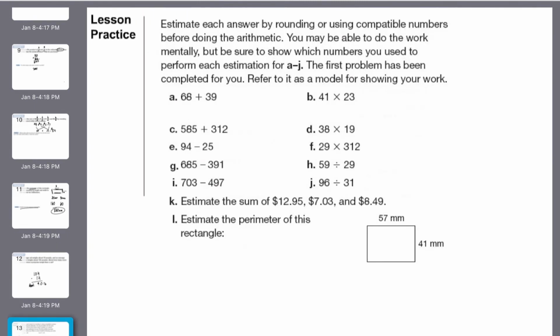Here is your lesson practice, estimating by rounding and using compatible numbers.